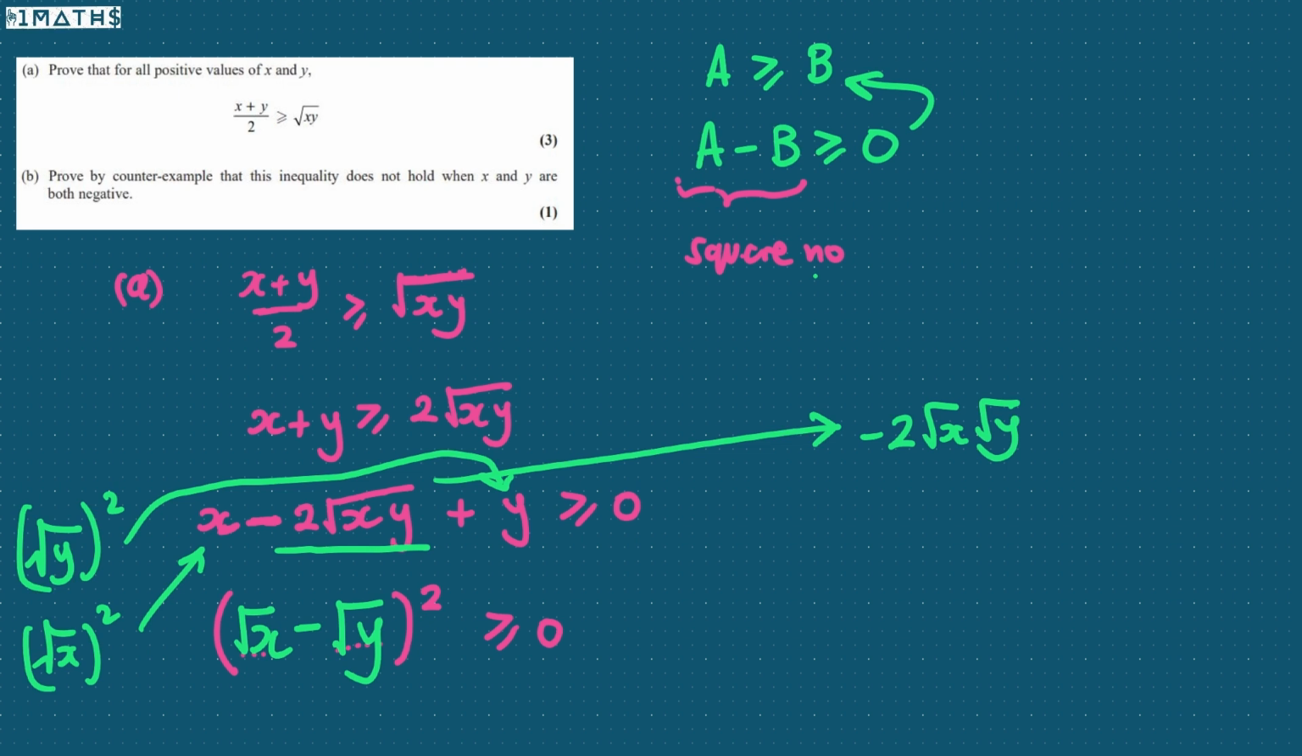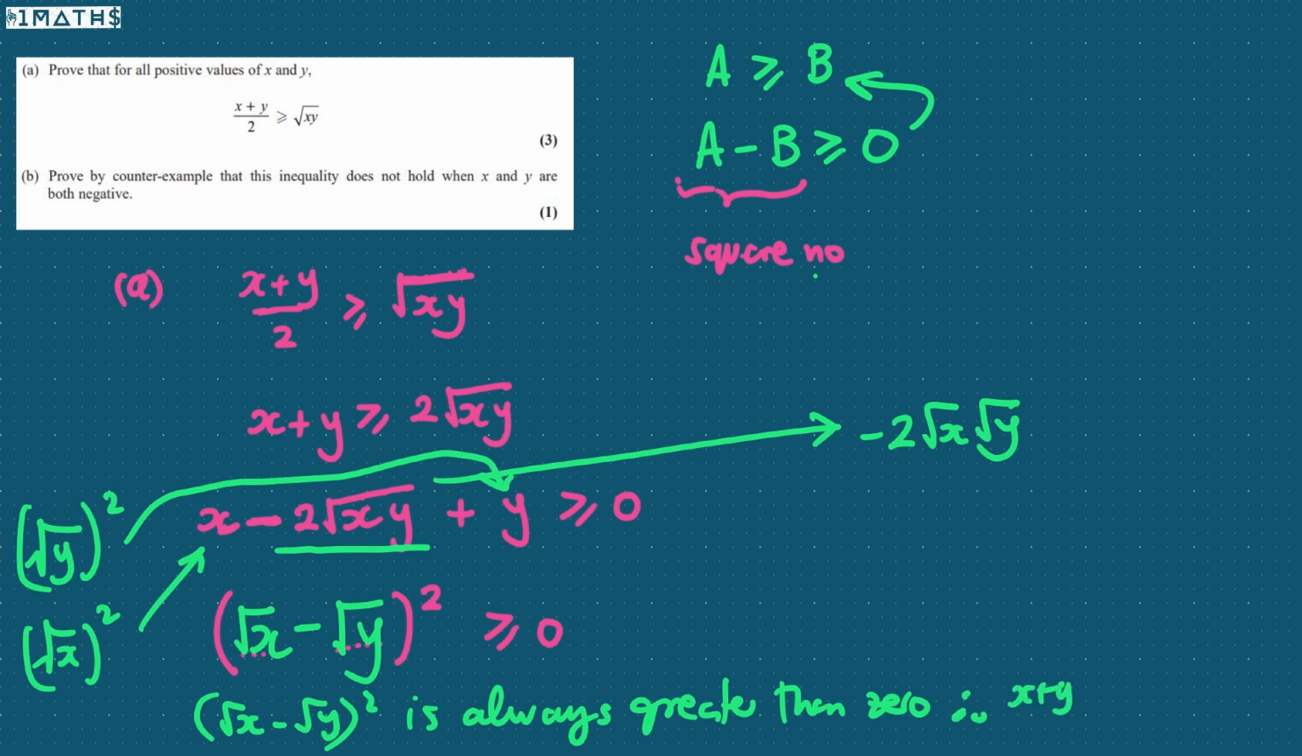I know that root x minus root y, squared, is always greater than or equal to 0. Therefore, x plus y over 2 must be greater or equal to root of xy. We need that final conclusion statement there.